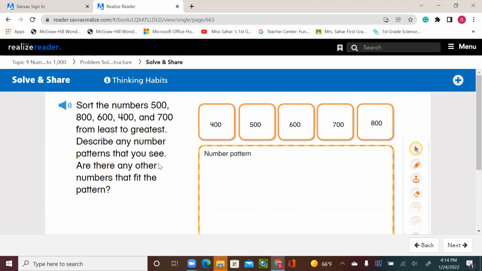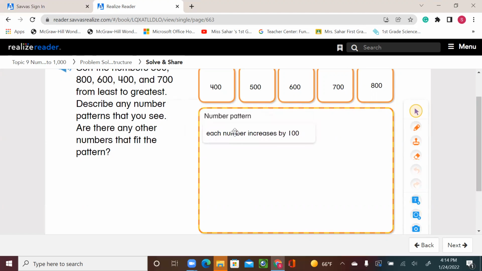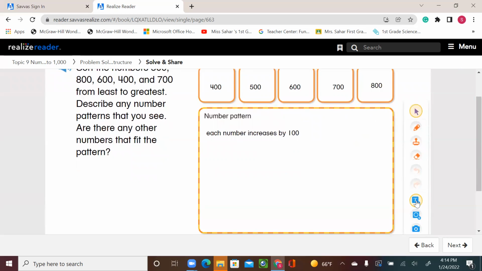Describe any number pattern that you see. Well, I see a lot to write down. I can easily say that each number increases by, very good, by 100. I'm going to say each number increases by 100. So that's one pattern. Do you see any other patterns? I can see that all numbers have 0 tens and 0 ones. That's also a pattern. So I can say all numbers end with 2 zeros.